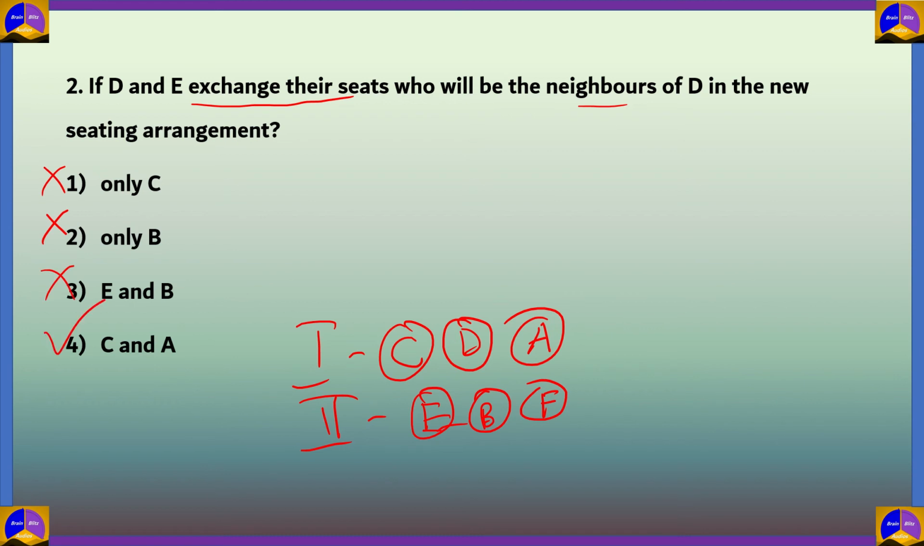C and A. This is C, this is A, D is in the middle, so D is the neighbor of C, D is the neighbor of A. So option number 4, C and A, is the right answer for this question.